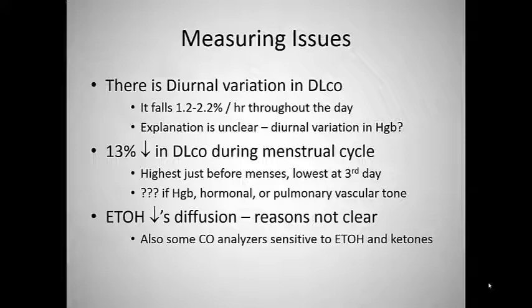Not really sure if it's related to hemoglobin, if it's hormonal or pulmonary vascular tone. But again, that becomes significant. It's not unusual to see that in the laboratory also. And that's an average. Some are much more, some are much less. Alcohol decreases diffusion for reasons that are not entirely clear.